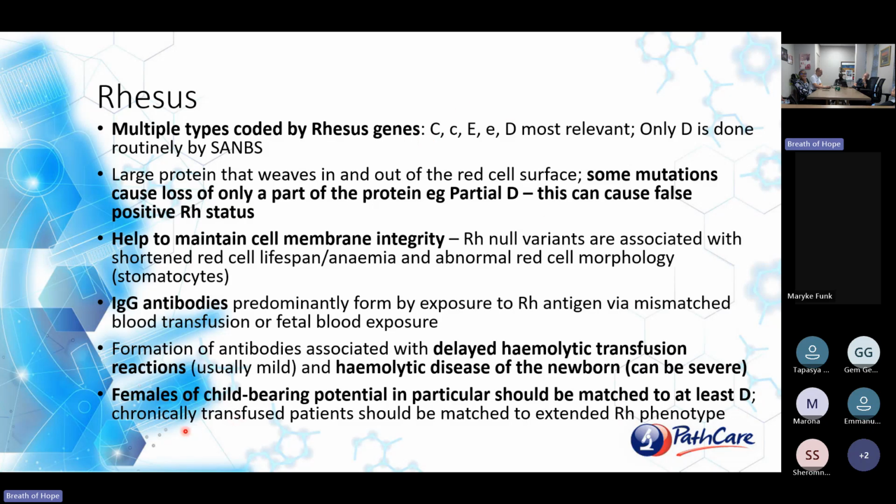And if your patient's chronically transfused, you should ask the SANBS to do an extended Rh phenotype for your patient and to match to the full profile in order to reduce the risk of alloantibodies and delayed hemolytic transfusion reactions over the long term.